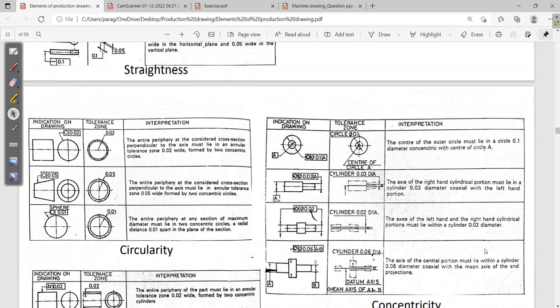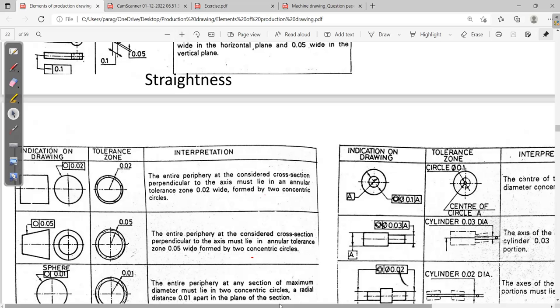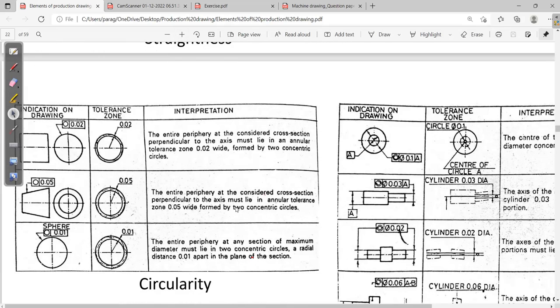Now this is circularity. So for circularity, how should we interpret the sentence? If you see here, I want to measure the circularity of this particular cross section of a shaft. Circularity and its value.